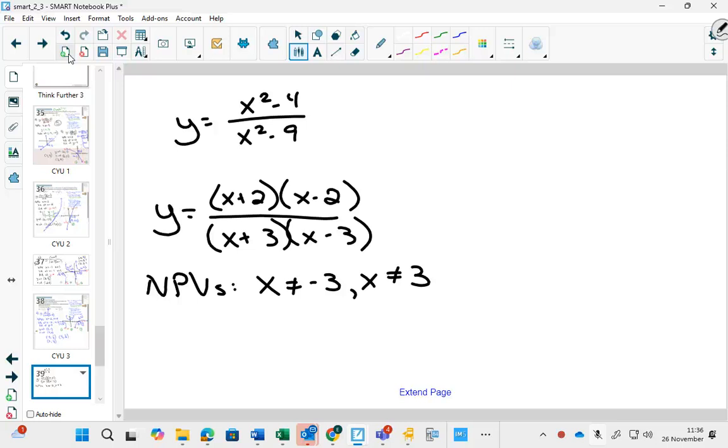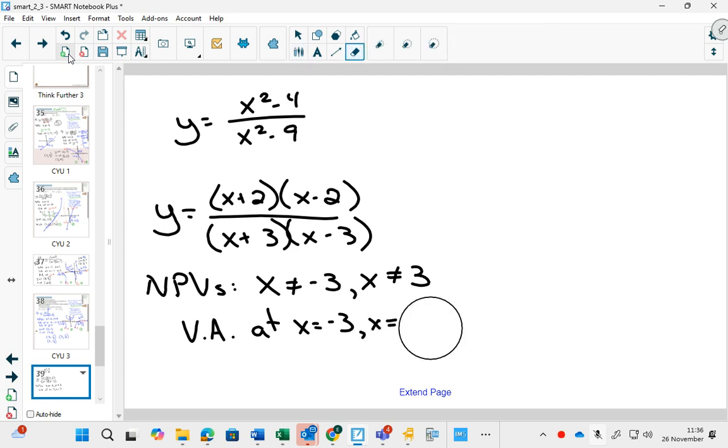As a result, we have to decide, are these going to be holes or vertical asymptotes? Right, for the non-permissible values, we only take from the denominator, because you're only not allowed to divide by 0. You're allowed to have 0 in a numerator, but we just can't divide by 0. So these will both be vertical asymptotes at x equals negative 3 and x equals positive 3.